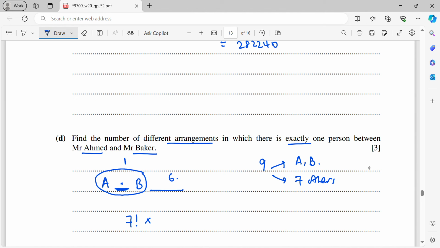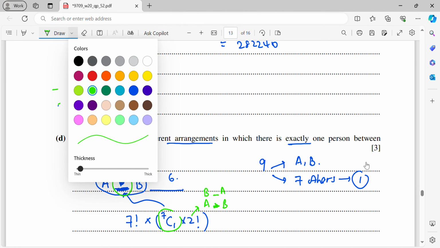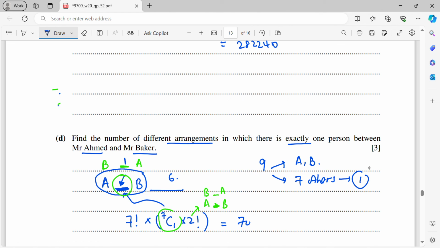Initially there are 9 persons, consisting of A and B and then 6 others. Now I have to choose one person to be placed in between A and B. That means I have to choose from the 7 others. So I choose 1, which means 7 choose 1. This 7C1 is for the middle person. And then after that, A and B can swap. It could be B, A, then the middle person. So I have to times 2 factorial to swap A and B. It can be AB and it can be BA. Therefore, the final answer here is going to be 70560.